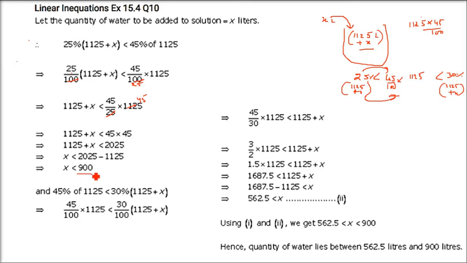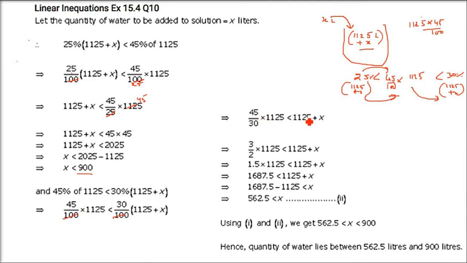So this is the first condition: x should be less than 900. The water should be less than 900. The second condition: now coming to 30% of the solution, the acid cannot be more than 30% when you add water. So 45 by 100 into 1125, again remove the 100. So what do you get?